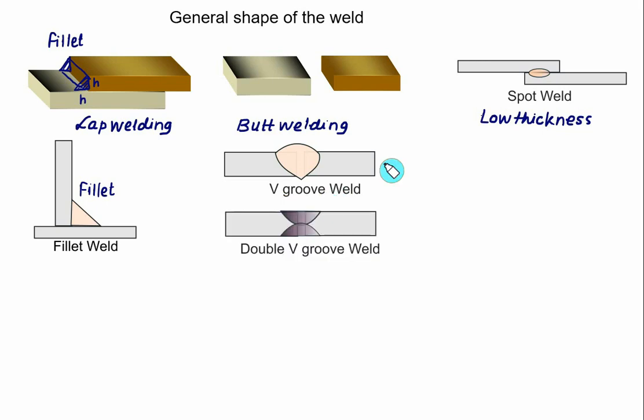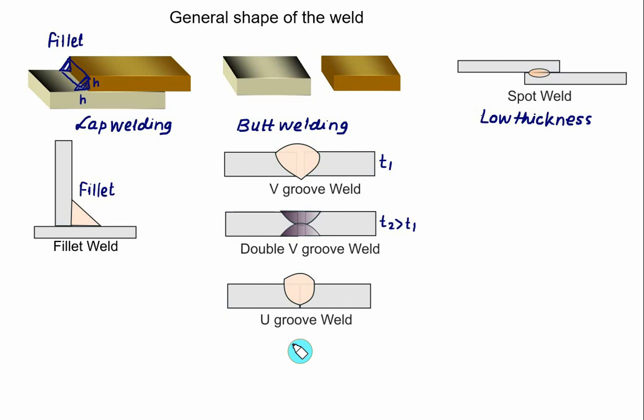In the V groove weld, the thickness of the plate is T1, and if this thickness increases, that is, the value of T2 is greater than T1, then you can make a double V type of groove weld. So the double V groove weld is used when the thickness is higher compared to the thickness in the V groove weld. Sometimes we use the U groove. In that case, we get the weld type in the form of U. Here we are getting the weld groove in the form of V. And the last type is the J type of groove weld. So somewhat of a J shape is used in the groove weld.